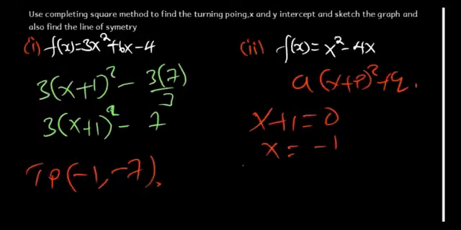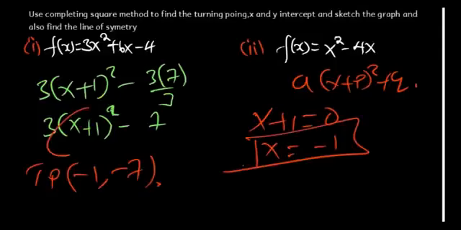Okay, now from there, what else do we know? We can see that negative 1 comma negative 7 is our turning point. That's where the graph is going to turn. Now from here we can also find the x and y intercept. To find the line of symmetry, you just equate what is inside equal to 0 and find the value of x. That is the line of symmetry.